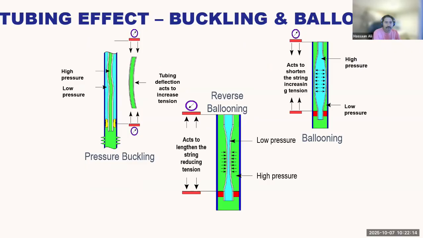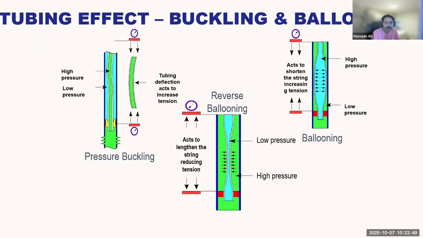What happens is that your tubing buckles if there is high pressure in the tubing and low pressure on the outside of the tubing, and then if there are compressive forces. So if you are compressing your tubing and the high pressure is inside the tubing, then your tubing will buckle. Ballooning is when you have low pressure on the outside, high pressure on the inside, and you are also compressing the tubing. In that case, the tubing will buckle or will balloon.